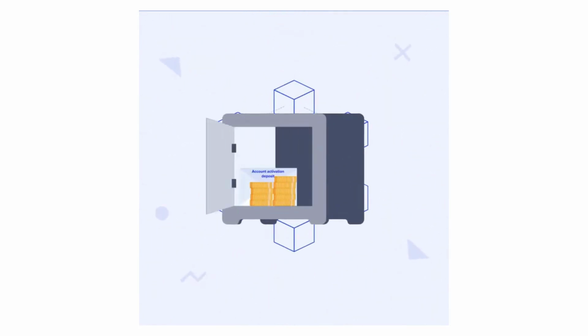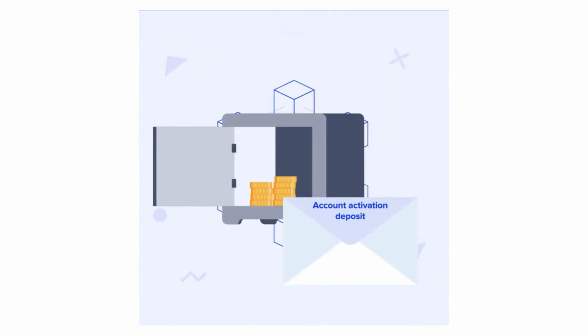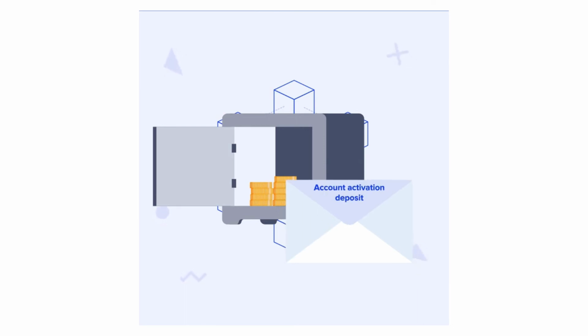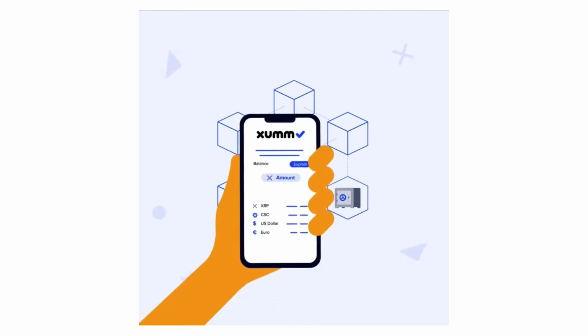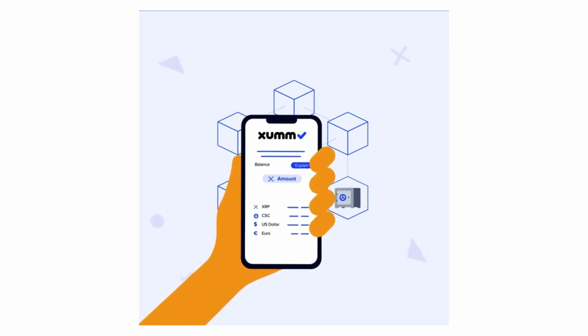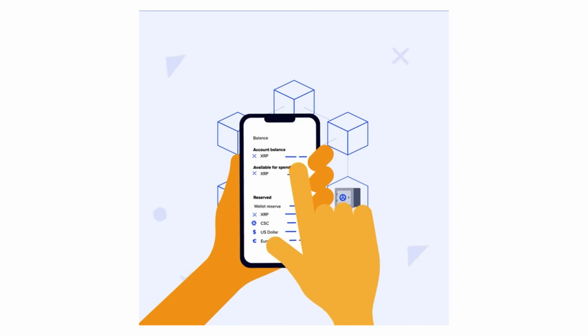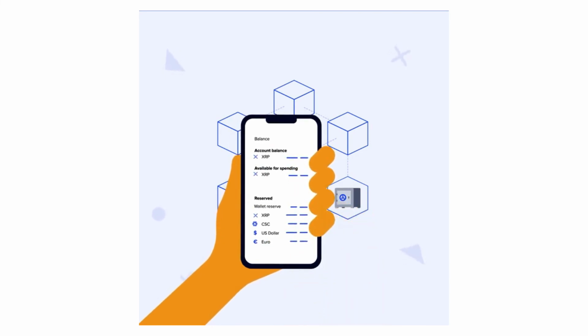Your account activation deposit will be locked in the blockchain and will remain locked until you delete your XRP Ledger account on the blockchain. As long as your account is active, you cannot spend or transfer the minimum deposit amount. The minimum deposit is also known as the account reserve.